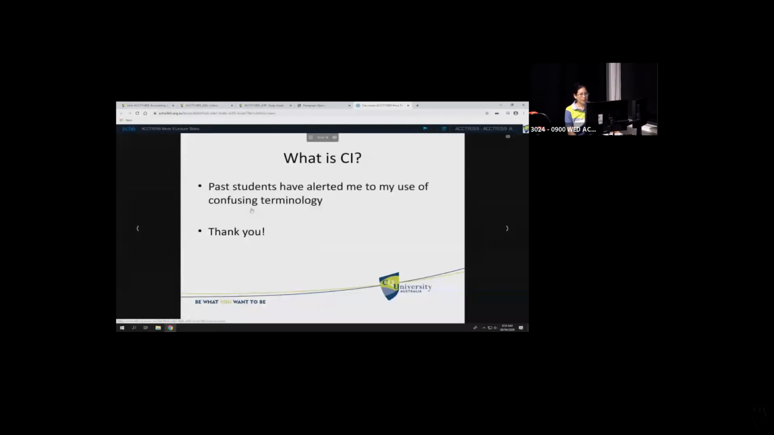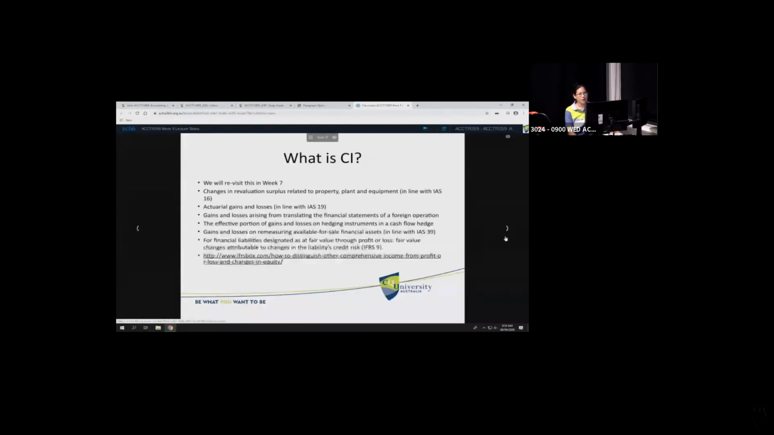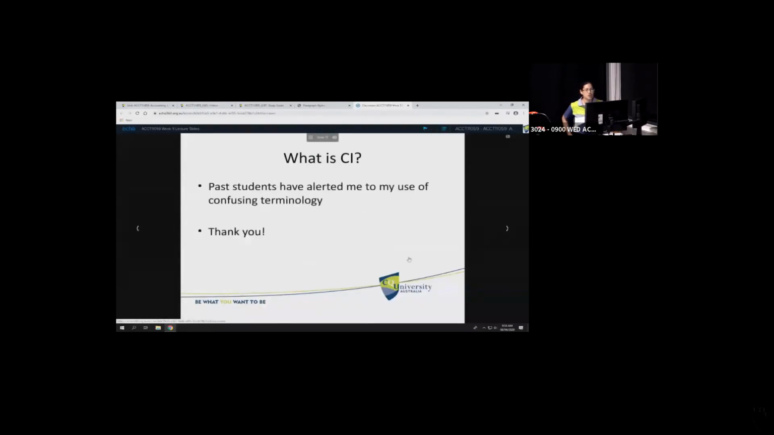So at this point, students always say, oh, you've just confused me more. So at this point, I always ask the teaching team to give me a bit of a hand and offer their own explanation of comprehensive income or other comprehensive income. So I'm going to open it up to the teaching team, if that's all right, and see if they can also add to the explanations of CI for me. Maria, John from Bundaberg. Thanks, John.